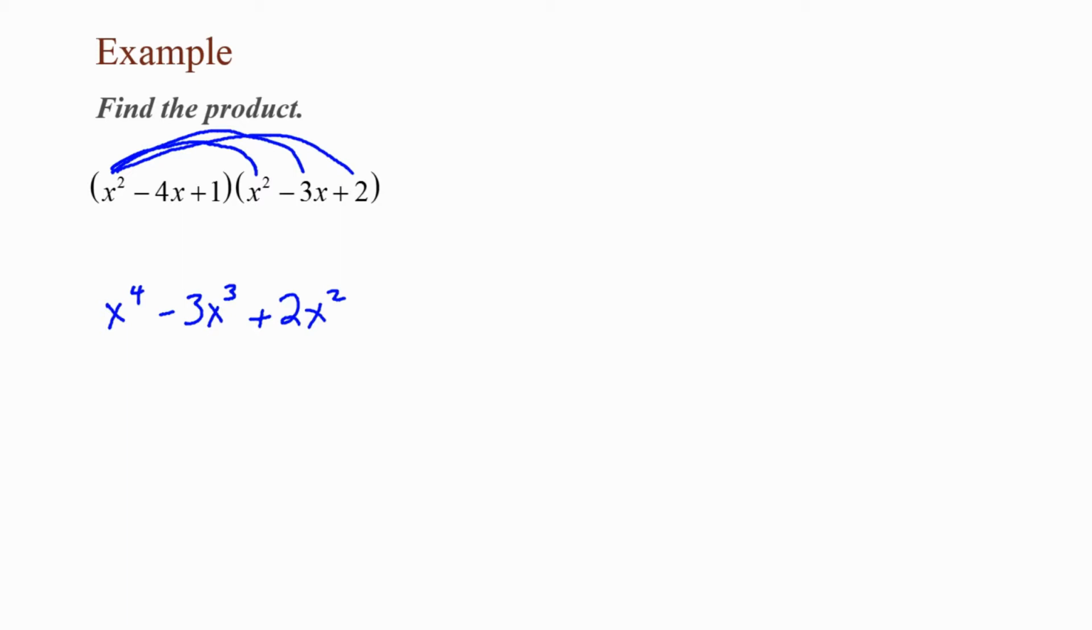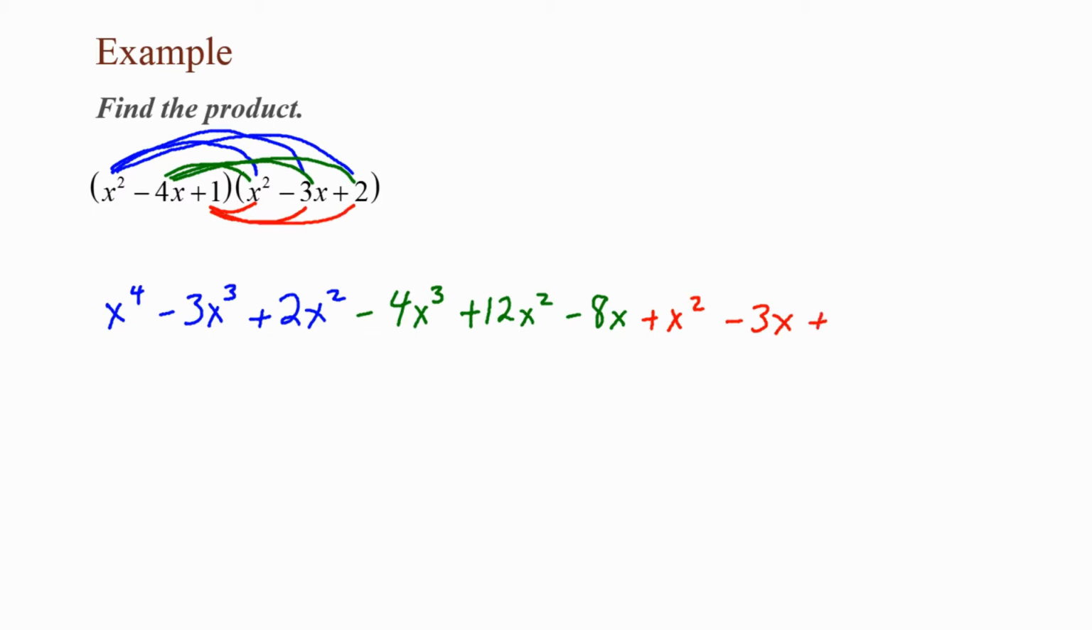Now distribute the minus 4. Negative 4x times x squared is negative 4x to the third. Negative 4x times negative 3x is a positive 12x squared. Negative 4x times a positive 2 is a negative 8x. Now multiplying everything by 1. 1 times x squared is positive x squared. 1 times negative 3 is negative 3x. 1 times 2 is a positive 2.